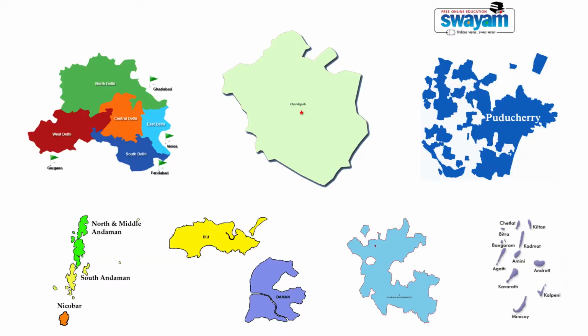Union territories. The term is self-explanatory. It means a territory of the Union. Easy? That's how this video is going to be.